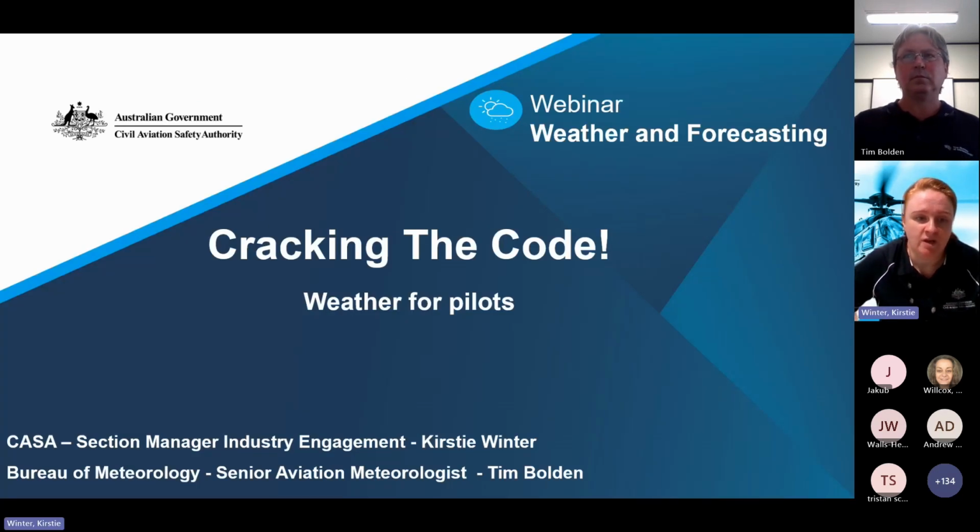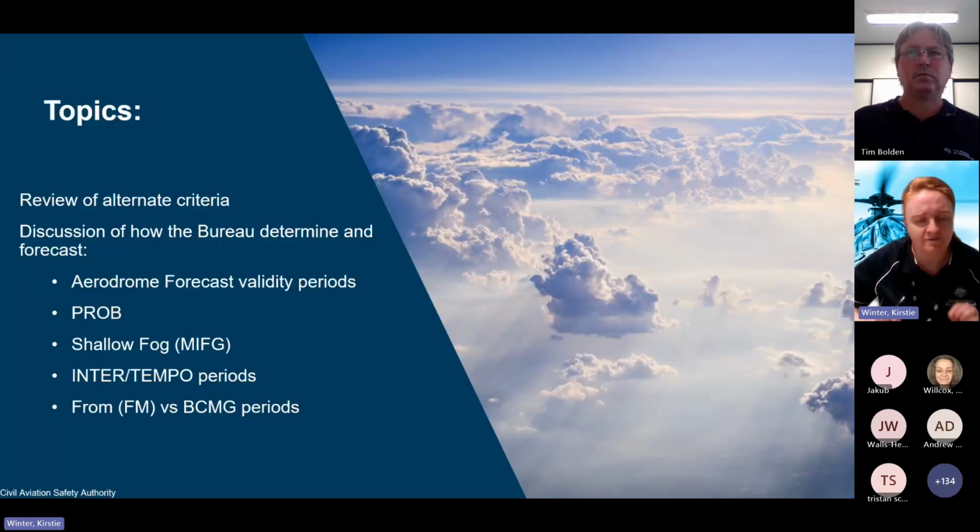So today's webinar, we're talking about cracking the code. We're going to be covering off on a couple of different topics. First of all, we're going to review a little bit of the alternate criteria, just letting you know where to find that information. And we're going to look at aerodrome forecasts, the validity of those forecasts. We're going to talk about PROBs, and you may have seen them on the forecasts that you've reviewed with regard to PROB 30s and those sorts of things. We're going to talk a little bit about shallow fog and why that's maybe a little bit different when we look at forecasts. We're going to look at INTERs and TEMPOs and what that means for us as pilots, especially in regard to things like fuel or alternate requirements. And then we're going to cover off on a little bit of FM and BECMG periods that you might see.